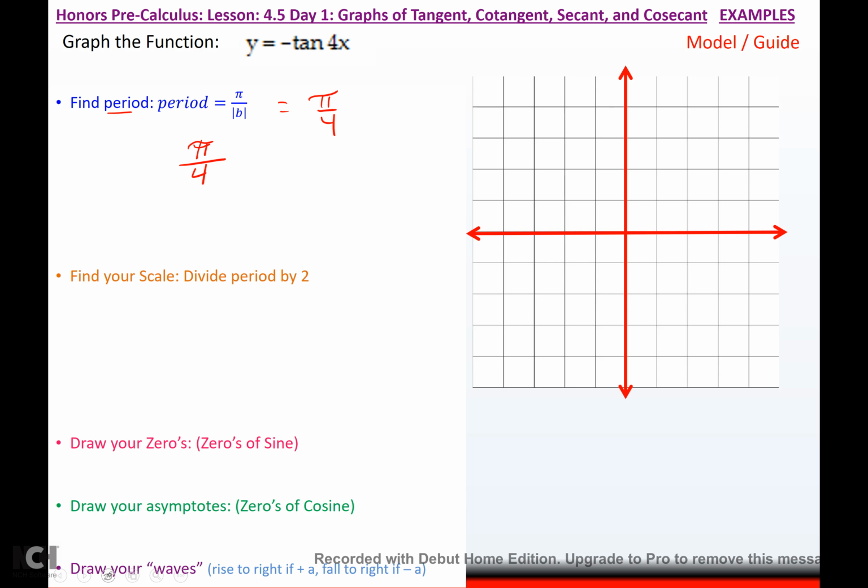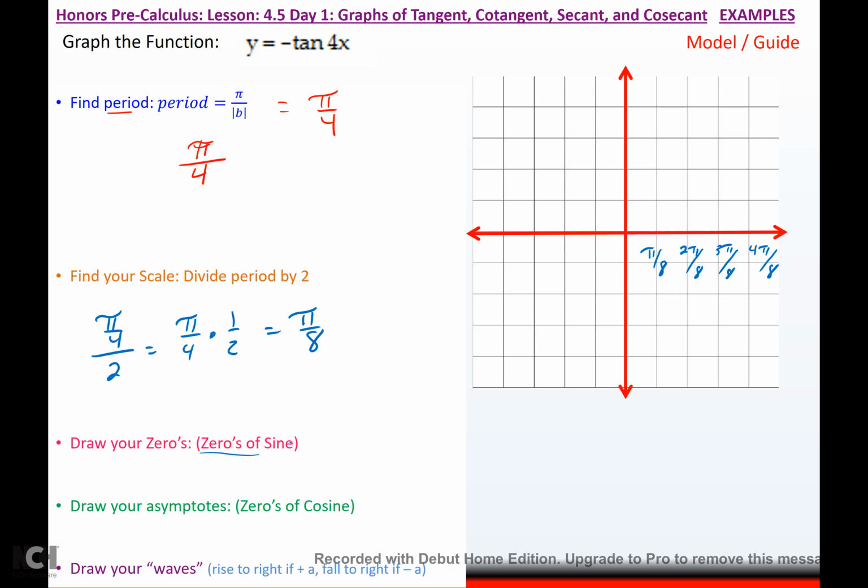Let me use a different color. So we have pi over 4 divided by 2. Keep, change, flip, and that's going to give me pi over 8. So right here is going to be pi over 8, 2 pi over 8, 3 pi over 8, 4 pi over 8.